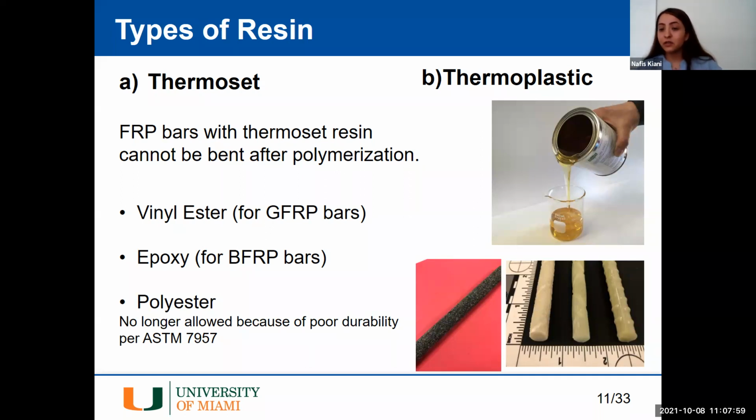Vinyl ester resin is the most commonly used resin for producing GFRP bars. Epoxy also is good for basalt FRP bars. But among different resin types, polyester is no longer allowed because of its poor quality according to the ASTM standard.